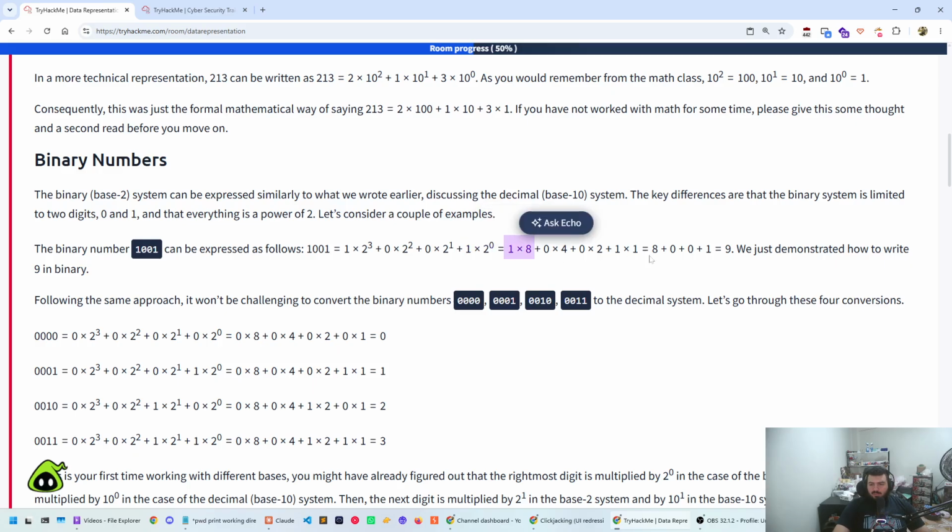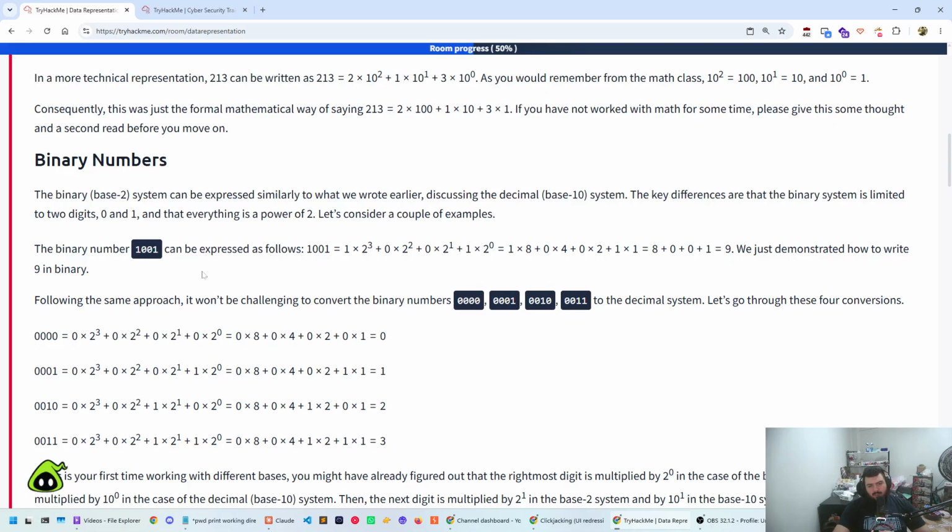So 1 multiplied by 8 gives me 8. 0 multiplied by 4 is 0. 0 multiplied by 2 is 0. And then 1 multiplied by 1 is 1. So 8, 0, 0 plus 1 equals 9. We just demonstrated how to write 9 in binary. So this 1001 is 9.